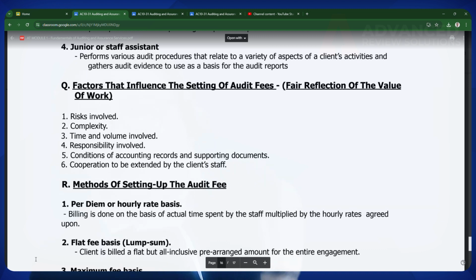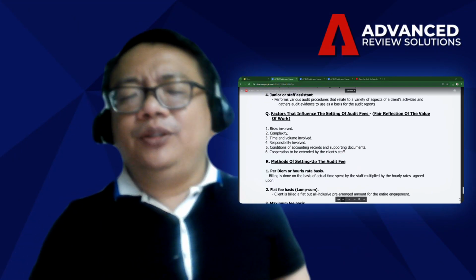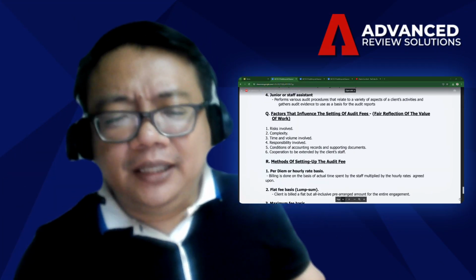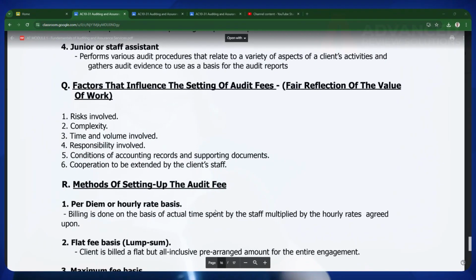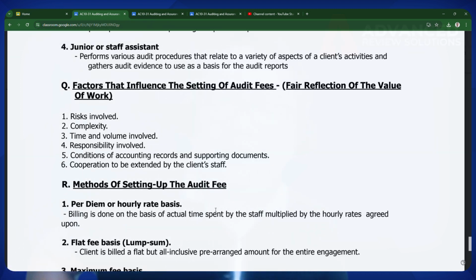Factors that could influence the setting of audit fees. It should be clear how much you will be paid. Sometimes people forget that it should not be verbal; it should be written. So, the factors: risk involved, complexity, time and volume involved, responsibility involved, conditions of accounting records and supporting documents, and cooperation to be extended by the client staff.